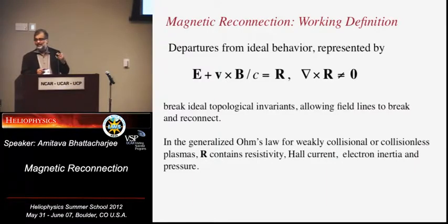That does not mean it does not have a profound effect on reconnection dynamics. Something else has to break field lines, and I'll get to that in a moment. But the important criterion is that the curl of R should be non-zero.